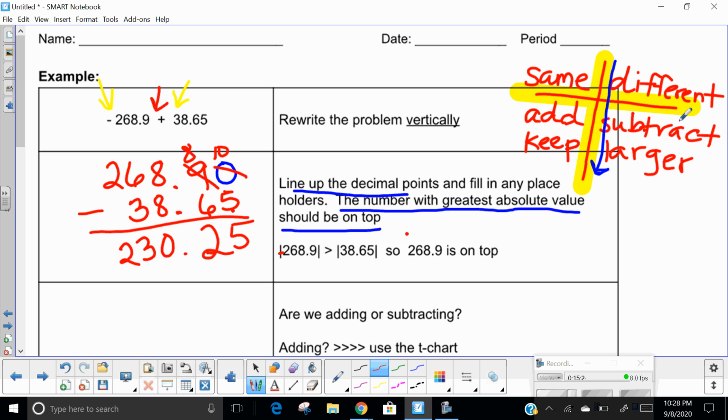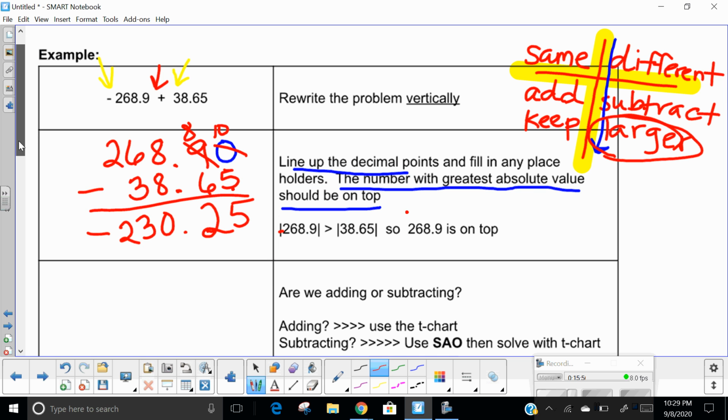Now, I did this step, I subtracted, but now I have to do this step. I have to keep the sign of the larger number. Which one is the larger number? Well, we know that we put the greatest absolute value up top here, so that means this number right here is the larger number. It has a negative sign, so I keep the negative sign in my final answer.